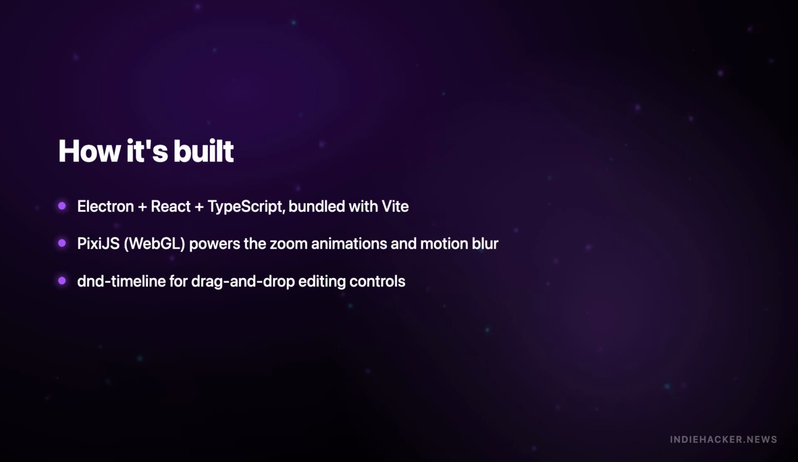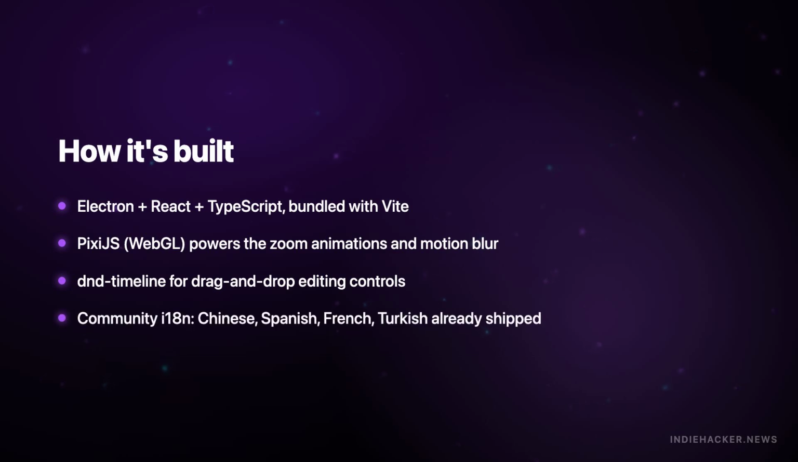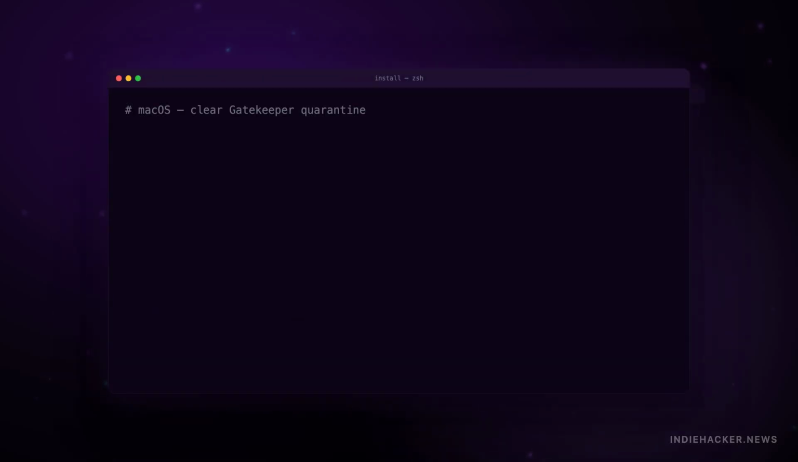The export pipeline moved away from frame-based seeking in version 1.2, which is why exports got significantly faster. And the whole thing is structured well enough that 30 different contributors have been able to ship meaningful PRs, including a complete localization system that already covers Chinese, English, Spanish, French, and Turkish, all added through community pull requests in the last few weeks.